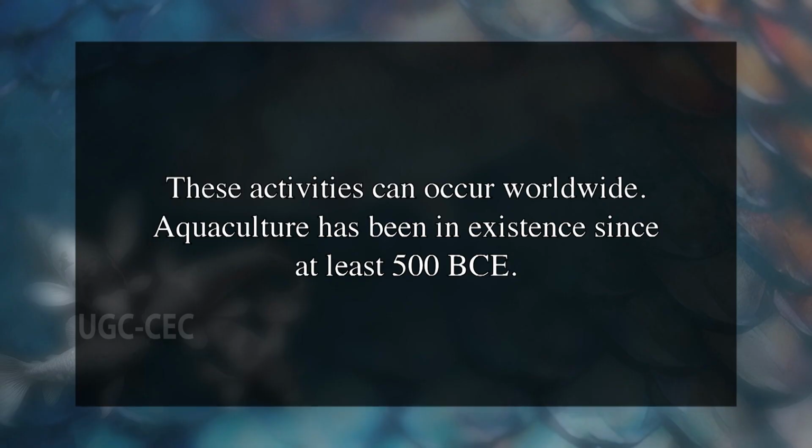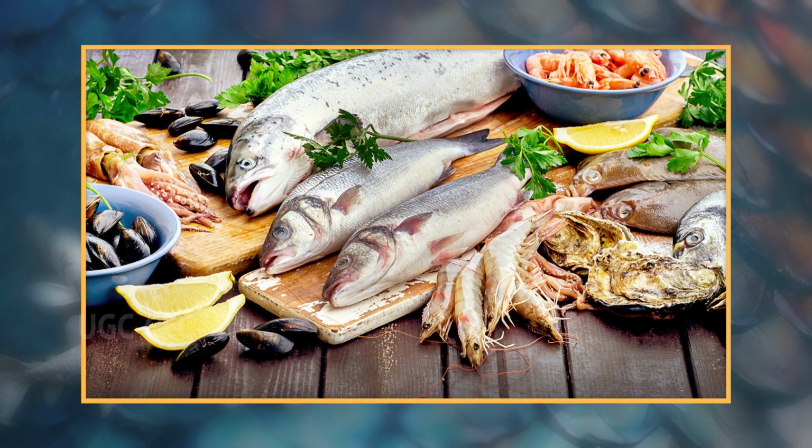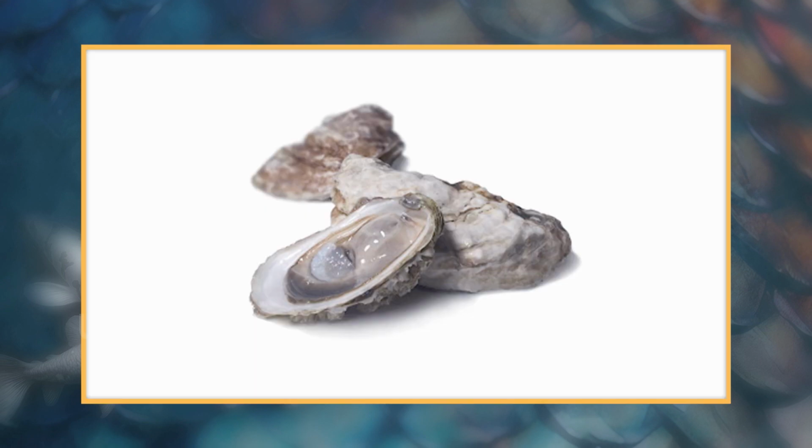These activities can occur worldwide. Aquaculture has been in existence since at least 500 BC. However, only since the mid-20th century has it assumed commercial importance. The rapid expansion of aquaculture has been to a large extent in the production of relatively high-priced species, frequently consumed as a fresh product. Examples are shrimp, crayfish, prawns, trout, salmon fish and oysters.